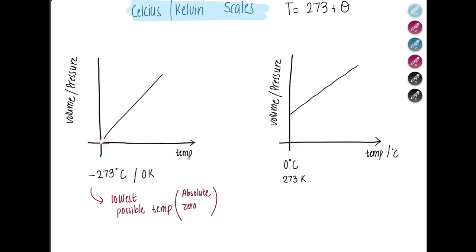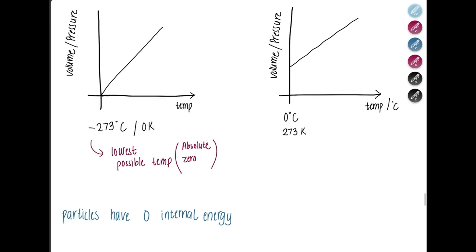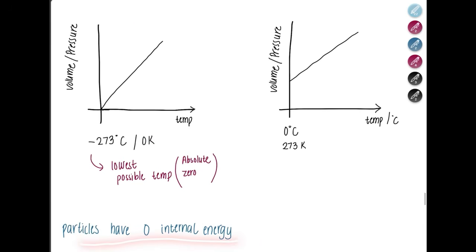At this point, where we have negative 273 degrees Celsius, or 0 Kelvin, this is the lowest possible temperature, also called absolute zero. On the Kelvin scale, it's 0 Kelvin, okay? At this point, particles have 0 internal energy. They have no kinetic energy. They have no potential energy. Temperature cannot fall below this. So this is negative 273.